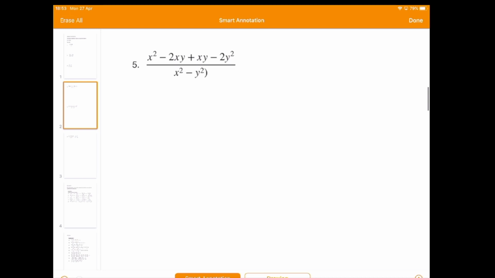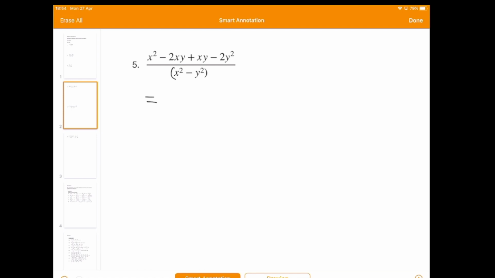Here's number 5. The numerator for number 5 should remind you of factorization by grouping. The denominator should be difference of two squares. So let's factorize the numerator.